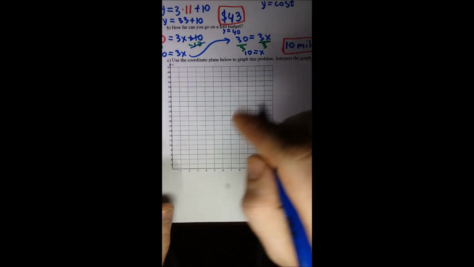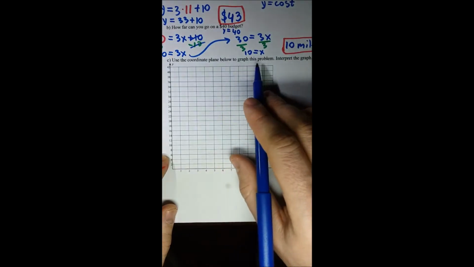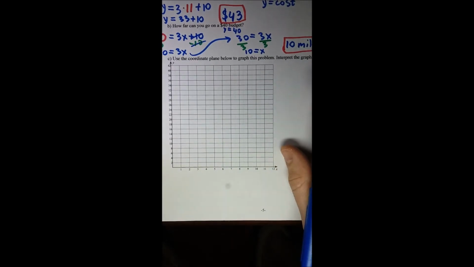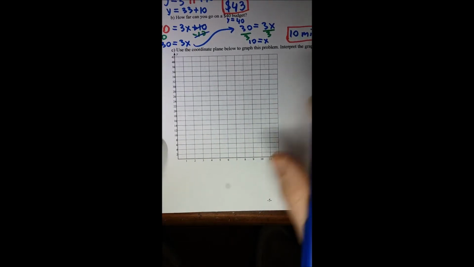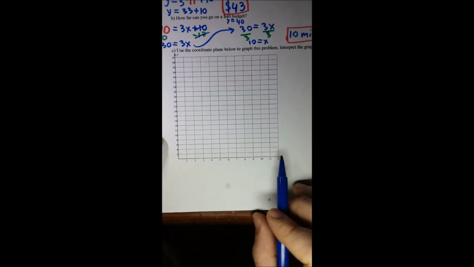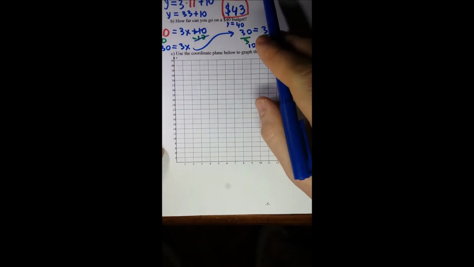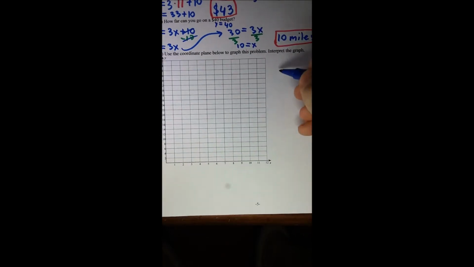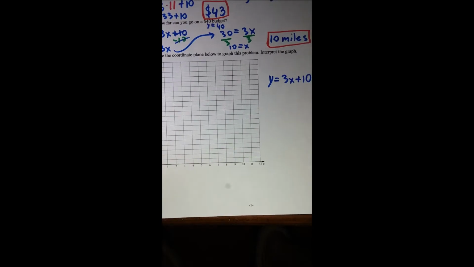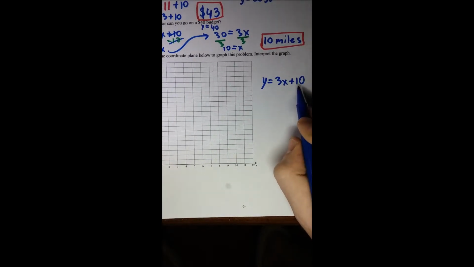Next question says, use the coordinate plane below to graph this problem and interpret the graph. It's given to us in the first quadrant only, where everything is positive. We're not dealing with negative numbers. So we're starting with y equals 3x plus 10. My starting point is 10.